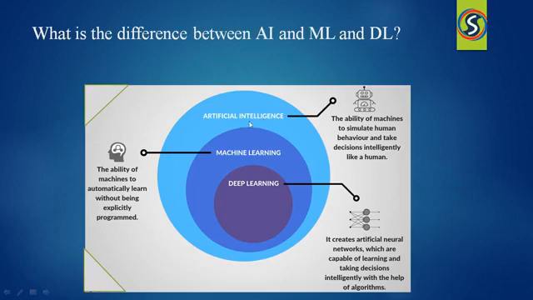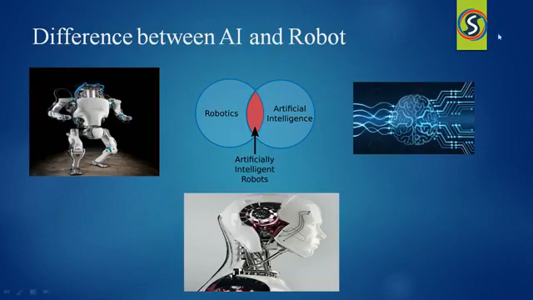You may get a doubt here about artificial intelligence and robotics. The ability of machines to simulate human behavior and to take decisions intelligently like humans. Then you may get the doubt: what is the difference between artificial intelligence and a robot? Let me clear the doubt related to artificial intelligence and robotics. Here, artificial intelligence is different and robotics is different. Let me clear up how they are different.